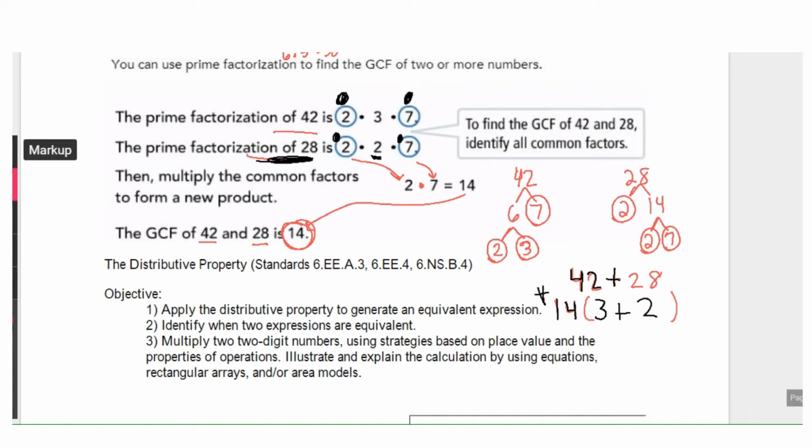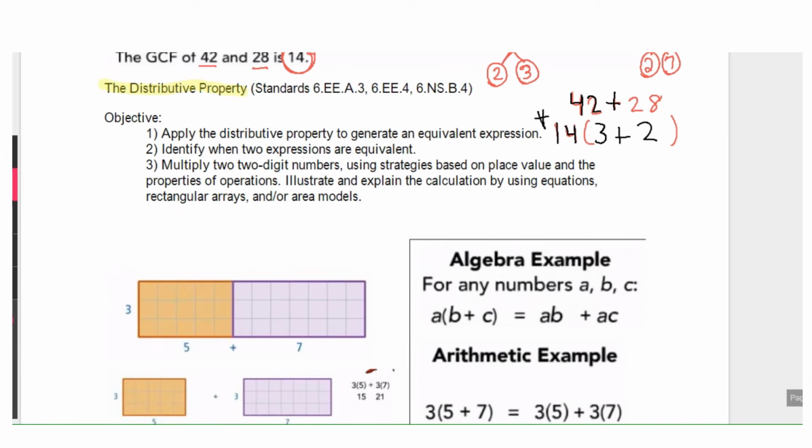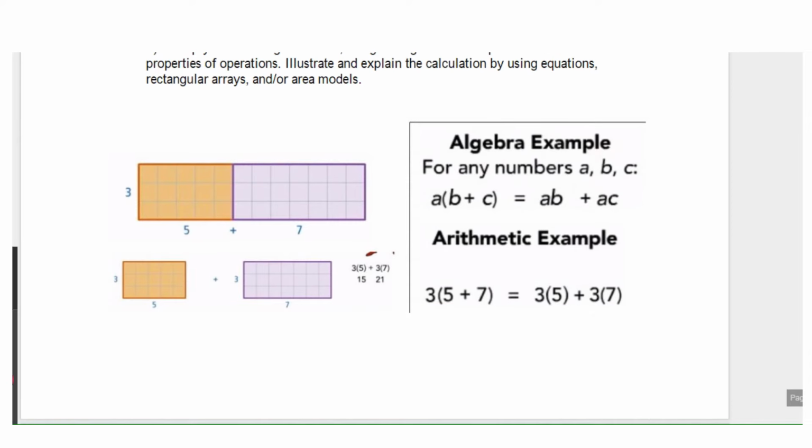So now that brings us to the distributive property. So remember, when you apply the distributive property, you want to distribute that number outside of the parentheses and multiply it against every term inside of the parentheses. And remember, a term is separated by a plus or minus sign. So we have our objectives here. You can go back and read those. Just an example of why the distributive property works.